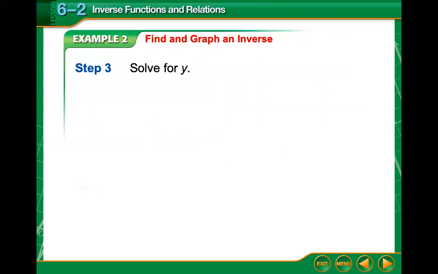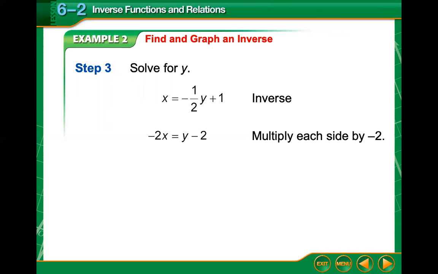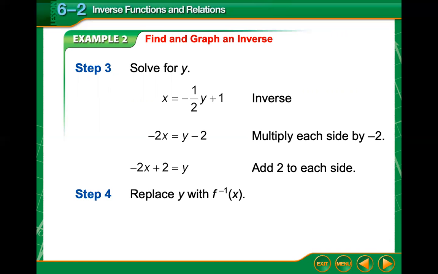Next, we solve for y. Pretty much all the work when we're finding the inverse is done in step 3, which is just isolating y. So here we're going to subtract 1, or in this case, we're going to multiply by -2 on both sides, and then add 2 to both sides, which gets y by itself.